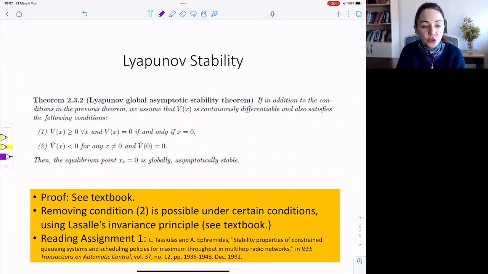Now, removing condition two is possible under certain conditions. It is a detail that we're not really going to focus on in this course. One of the seminal results in network analysis is the result published in 1992 by Tassiulas and Ephremides in their paper titled Stability Properties of Constrained Queueing Systems and Scheduling Policies for Maximum Throughput in Multi-Hop Radio Networks.